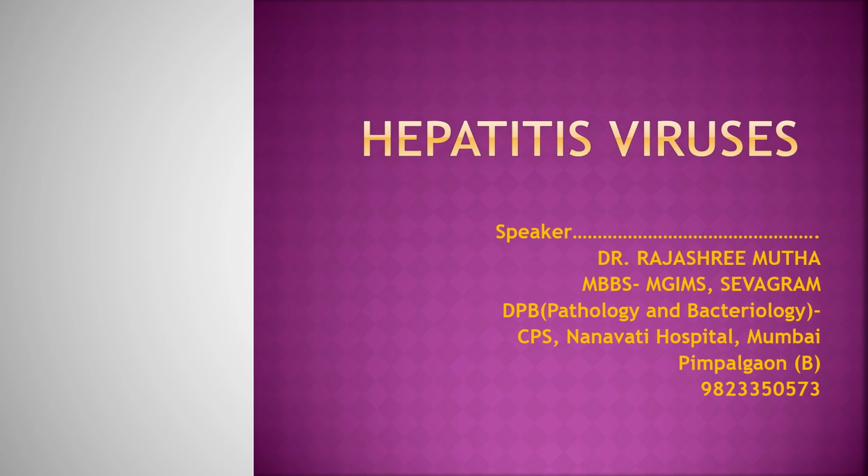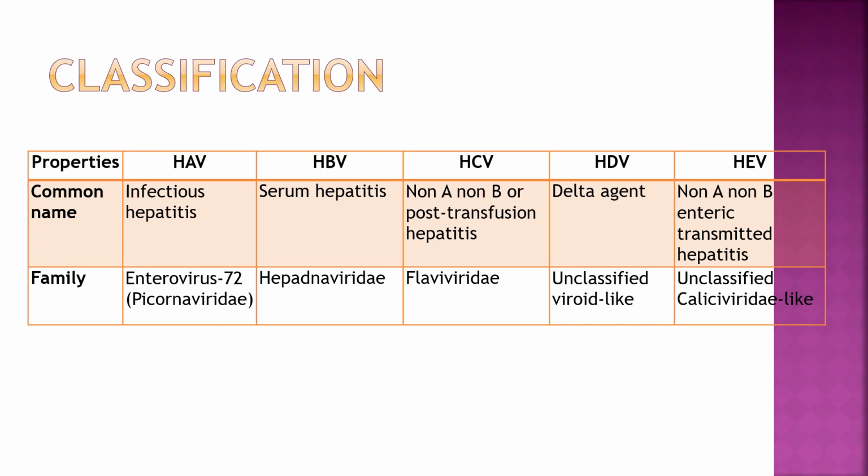Hello students, let's study hepatitis viruses. Classification of hepatitis viruses. So HAV is the infectious hepatitis virus, enterovirus 72, family Picornaviridae. HBV, serum hepatitis virus, Hepadnaviridae. HCV, non-A non-B or post-transfusion hepatitis virus, Flaviviridae. HDV, delta agent, unclassified viroid-like. HEV, non-A non-B, enterically transmitted hepatitis, unclassified Caliciviridae-like.